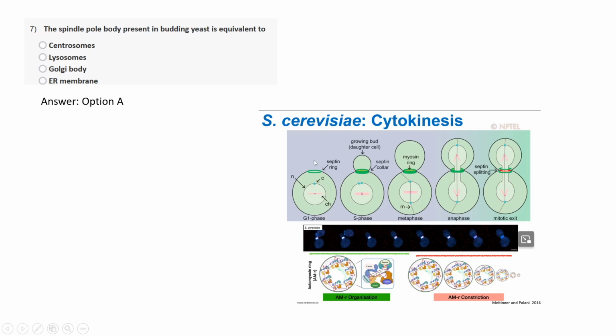And the spindle body present. So this is the spindle pole body that is formed, and the spindle pole body in the budding yeast is equivalent to the centrosome, which signals the division at this stage. So that is equivalent to the centrosome present in humans, in mammals.